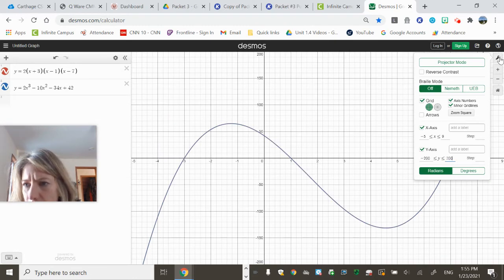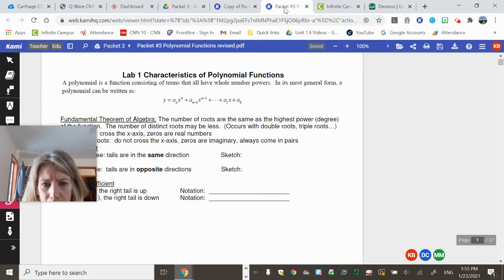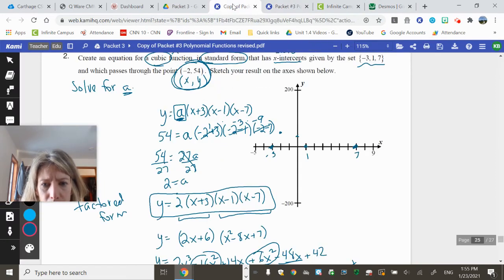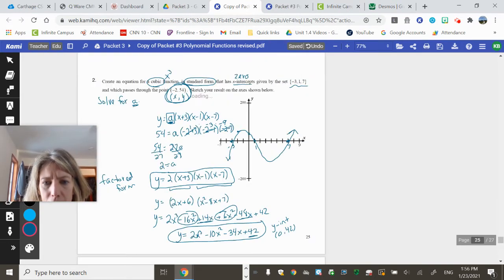Okay, so I can just hit that wrench again for it to go away, and this is the sketch of my graph. This is what it should look like. Okay, so I'm going to go back to my notes, and I'm just going to connect my dots. Okay, and there's the sketch of my graph. All right, and that's all there is to it.